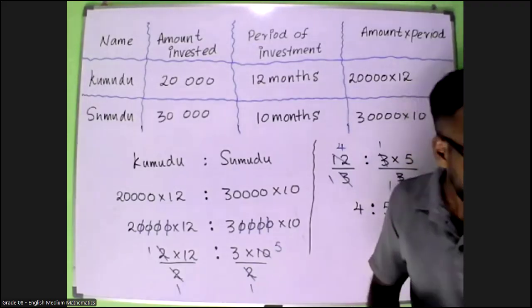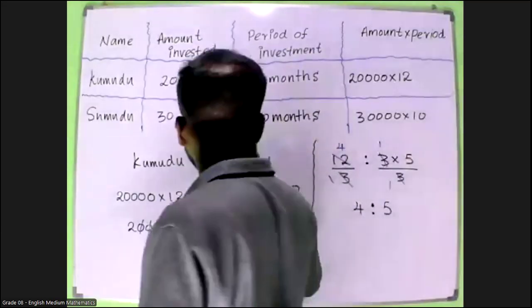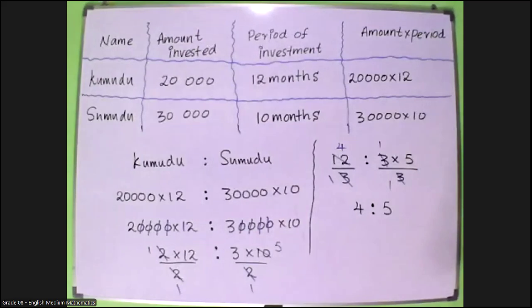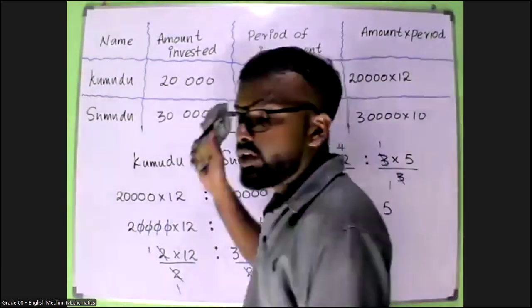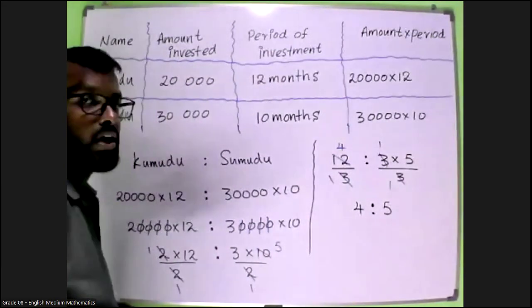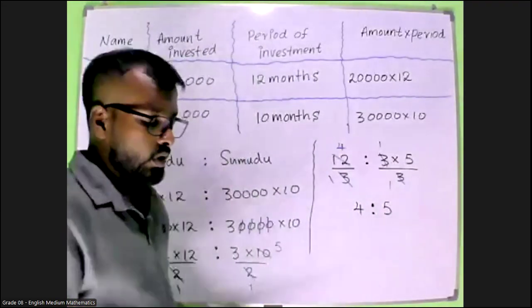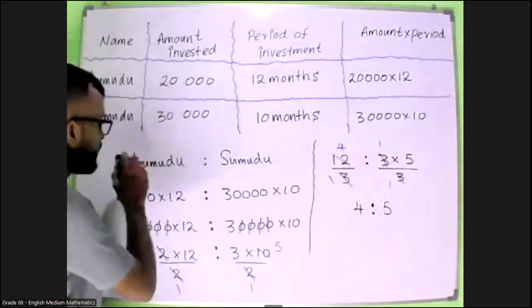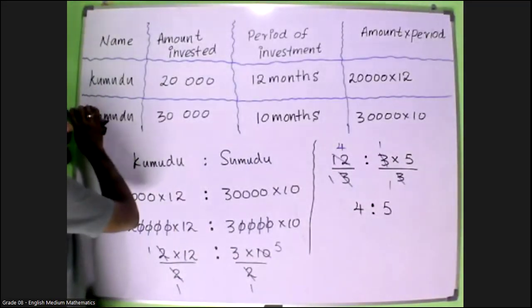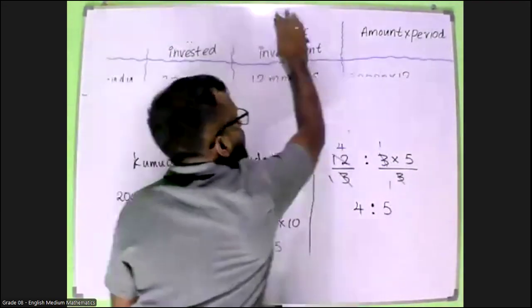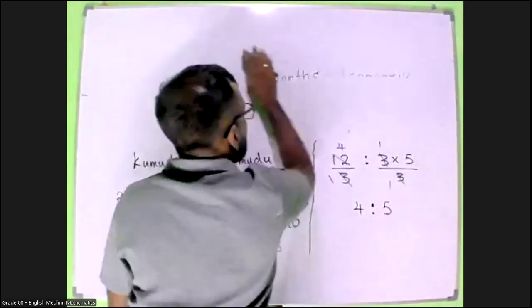Okay. So let's write down the fractions that Kumudu and Sumudu received from the profit. So what is the profit? 36,000, right? At the end of the business, at the end of the year, the profit will be 36,000. It is in your question, right? So I will remove this one. Now I know I don't need this.